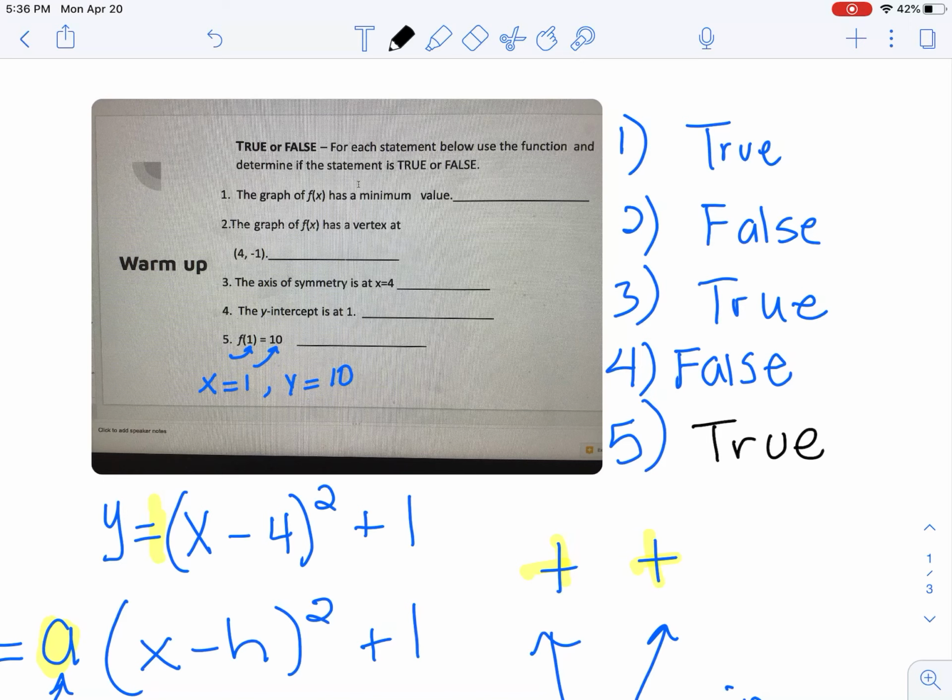All right, so thank you for taking a few minutes on this warm-up. It just kind of captures what we should have been looking at, some of the concepts from lessons 1 through 7.